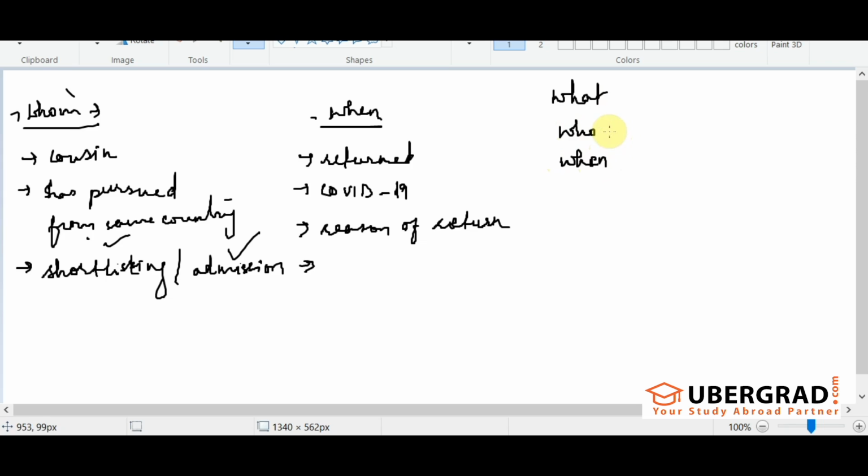Now, out of the other bullet points, what are left? Where is not there? Right, we have 6 WH questions. Where is not there? Which is not there? And what else is not there? Why is not there? So there are 3 questions that are not here in the 3 bullet points that are given to us.